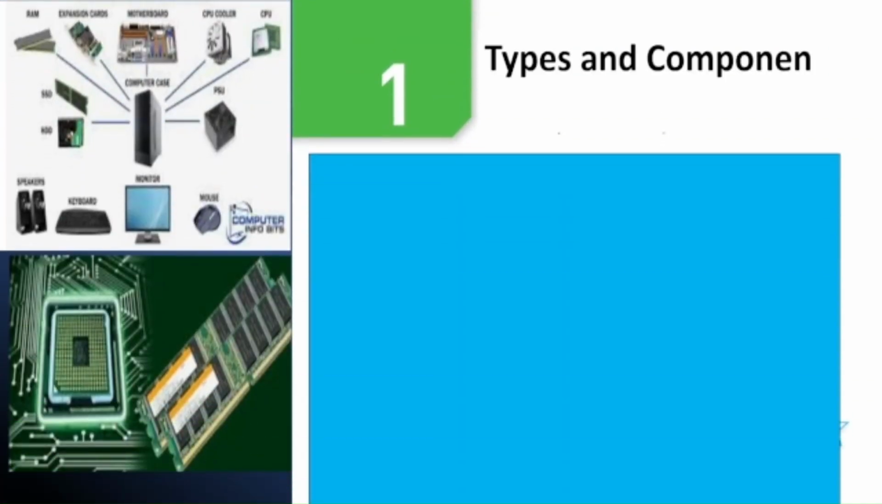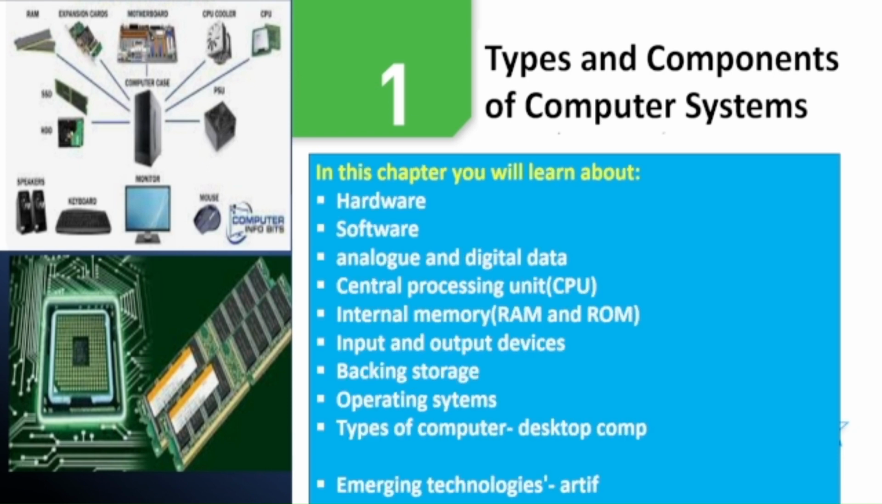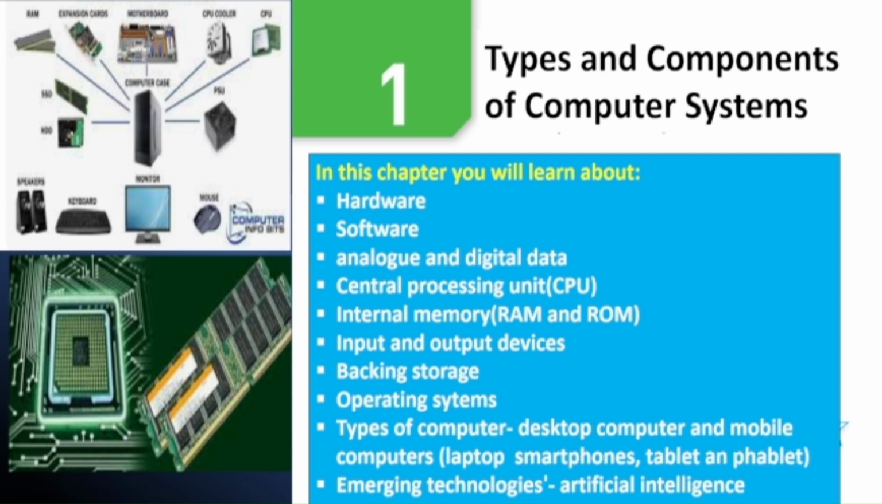In chapter number 1, types and components of a computer system. In this chapter you will learn about the hardware, software, analog, digital, data, central processing unit, internal memory and input-output devices, backing storage, operating system, types of computer system, desktop computers, mobile computing and smartphones, tablets and emerging technologies, artificial intelligence and extended reality, virtual and augmented technology. So this is very important and very basic knowledge towards all these topics.